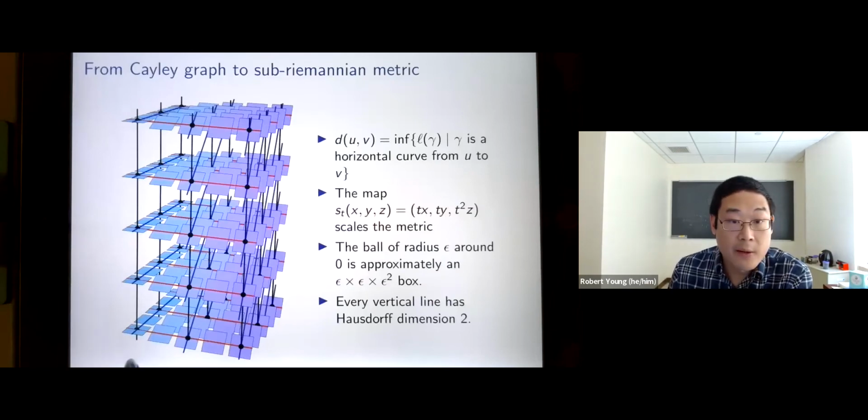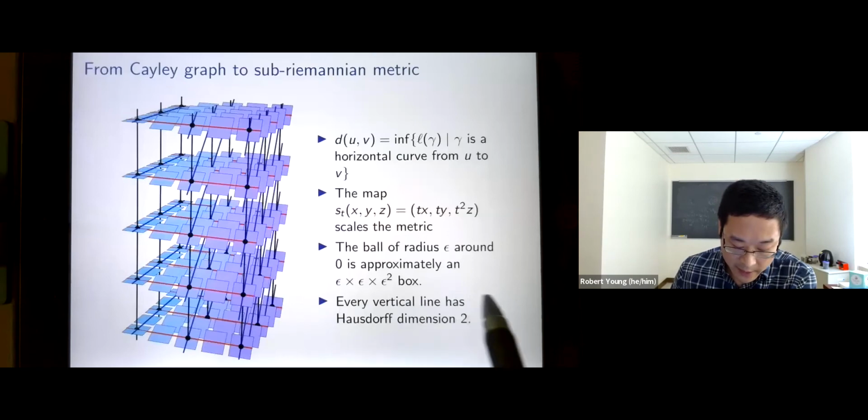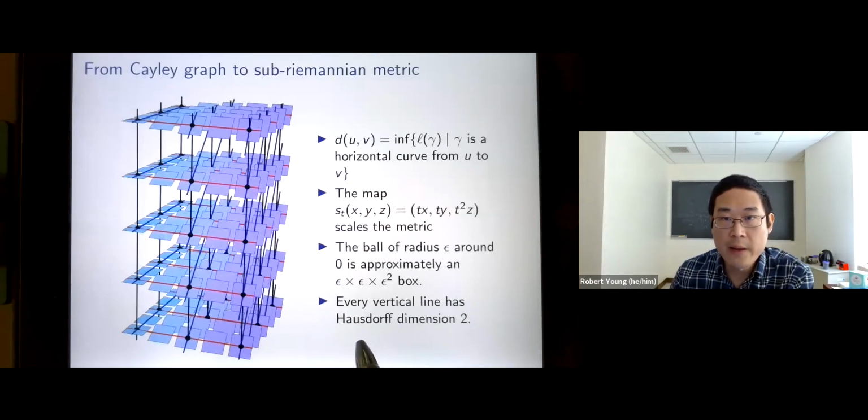But this gives you a picture of the Heisenberg group. The trouble with this picture, though, is that it isn't very geometrically accurate. It doesn't really reflect the distances in the Heisenberg group, because every vertical line in the Heisenberg group has Hausdorff dimension 2. This picture draws all the vertical lines as lines. They have Hausdorff dimension 1 in this picture, so this is not a very good picture because it doesn't reflect the structure of those vertical lines.